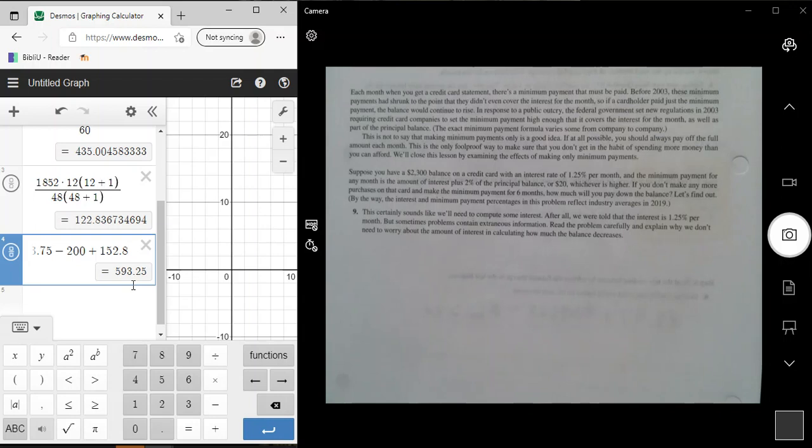This certainly sounds like we'll need to compute some interest. After all, we were told that the interest is 1.25% per month, but sometimes problems contain extraneous information. Read the problem carefully and explain why we don't need to worry about the amount of interest in calculating how much the balance decreases.